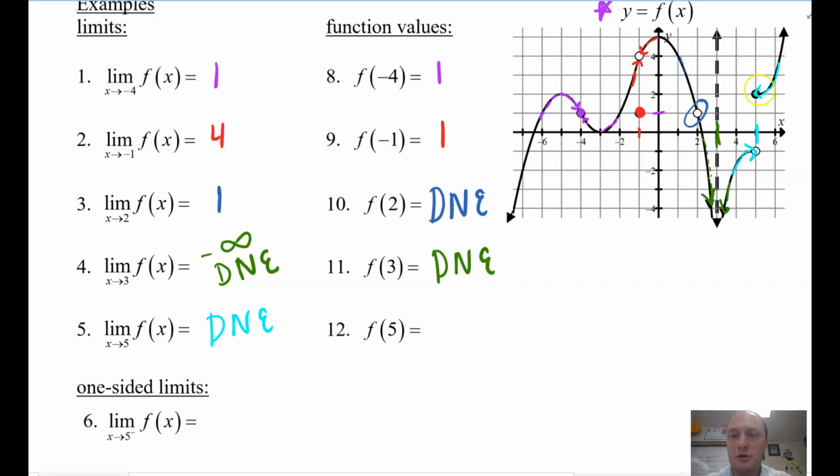Now, is there a value at 5? The answer is sure. Right here, I have a closed dot. So when I plug in 5, my function is going to spit out 2.